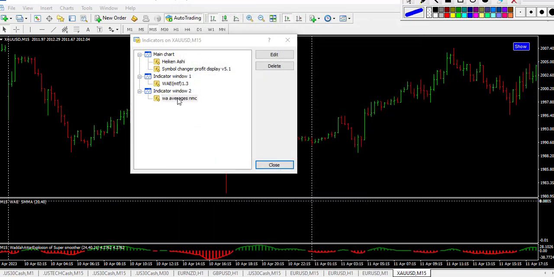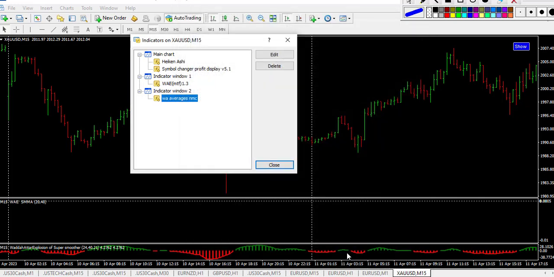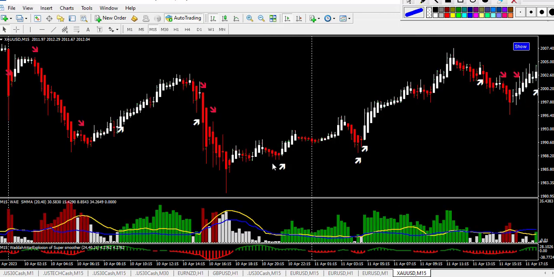Then the last indicator in the indicator window, these are the values. WA average is the indicator. Then the time frame is current. Just make sure you enter it accordingly. You can play with the MA value here, because this is not the default setting. You can play with it until you have an accurate result. This indicator does not repaint, and it is good for any trader that wants to trade and make money.